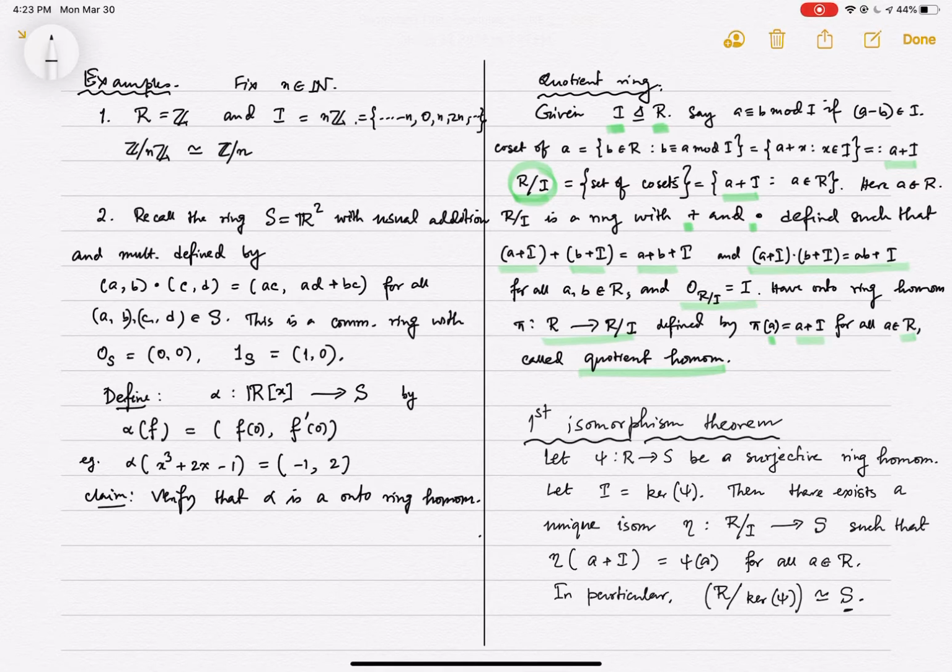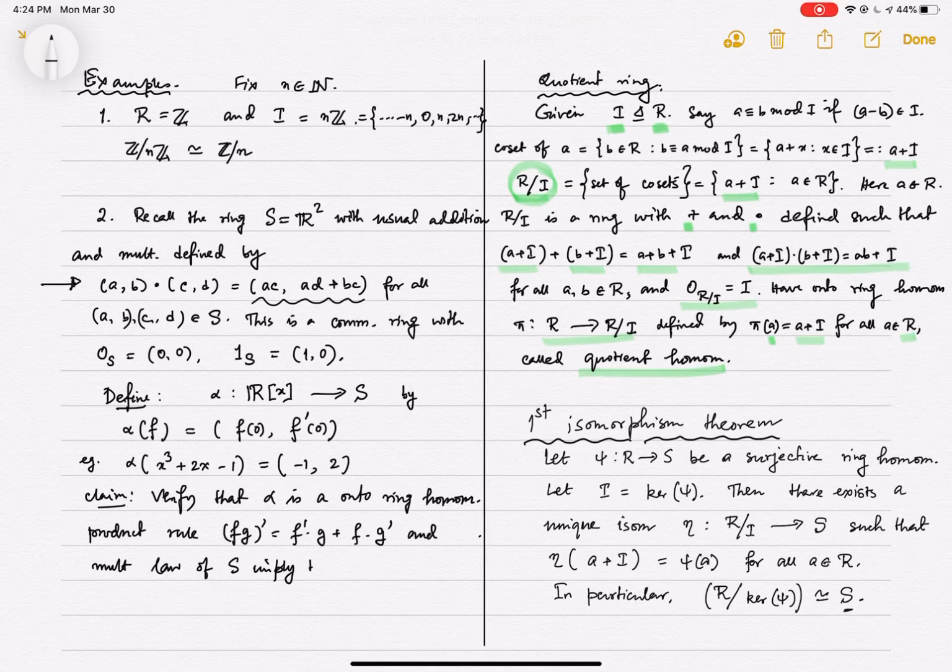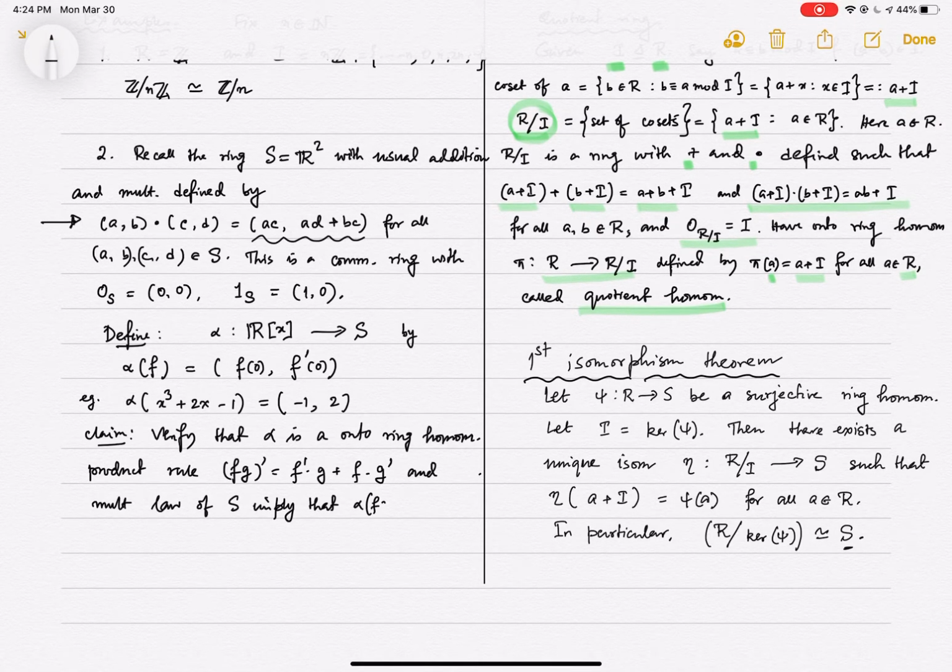So multiplying two functions and then applying alpha is the same as applying alpha and then multiplying in the ring S. But the multiplication in S is defined to make this work. If you look at this formula, you'll need the product rule for differentiation. If you remember the product rule from calculus, and the multiplication law of S, these imply that alpha preserves multiplication, that alpha of a product is the product of the alphas.